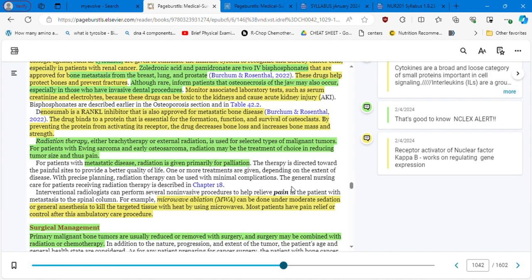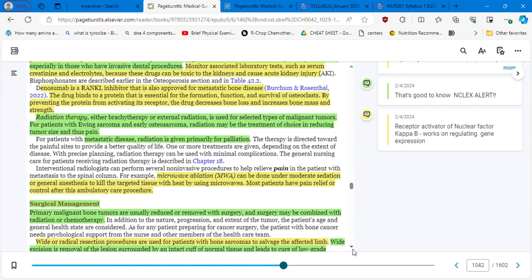Okay, now there is another type of treatment called microwave ablation. MWA can be done under moderate sedation or general anesthesia to kill the targeted tissue with heat by using microwaves. Most patients have pain relief or control after this ambulatory care procedure.